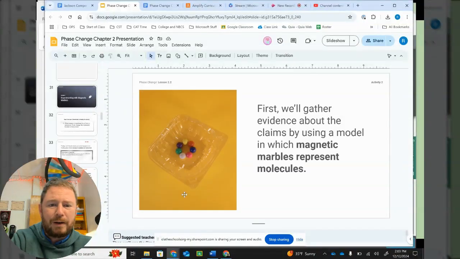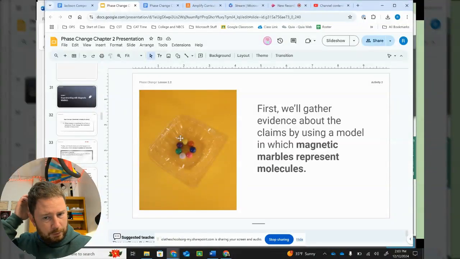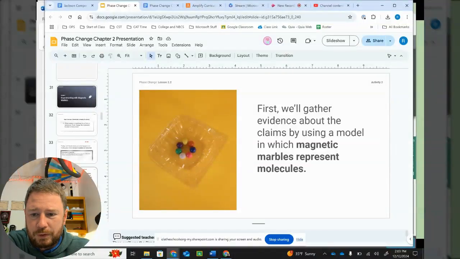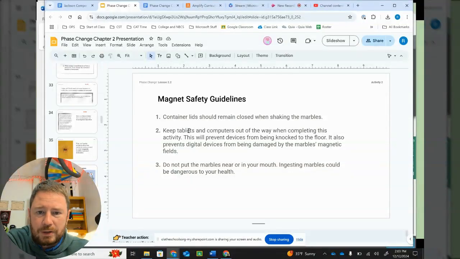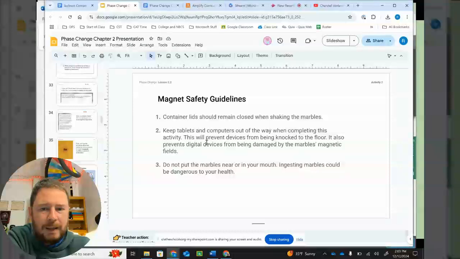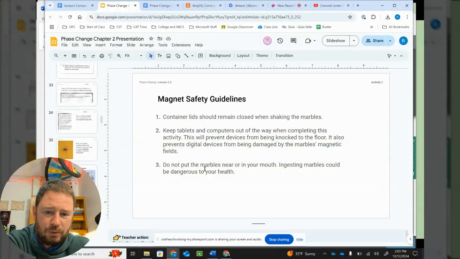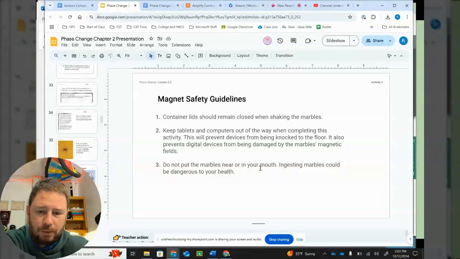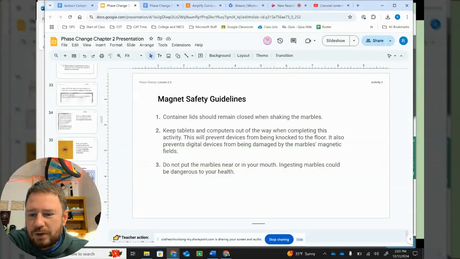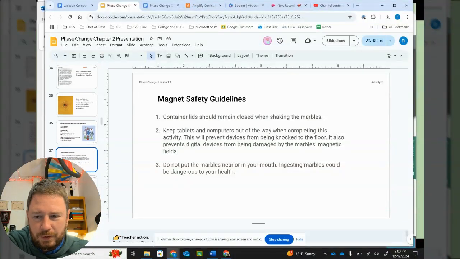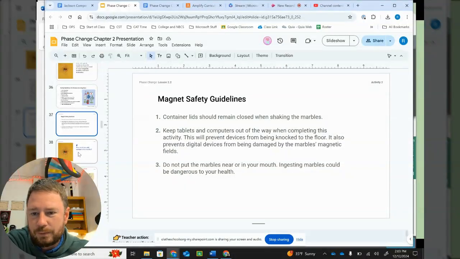So we're going to gather evidence using a little container with magnetic marbles in there. Each magnetic marble represents a molecule. Couple safety guidelines. First of all, container lids should remain closed. We have taped them closed. Leave them taped closed. Keep tablets and computers away from this activity. Do not put marbles near or in your mouth. These are dangerous to ingest. They literally could rearrange your intestines. So don't swallow them. Don't open the container. Don't do anything that you're not supposed to.